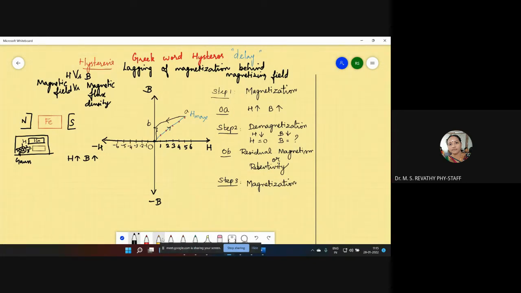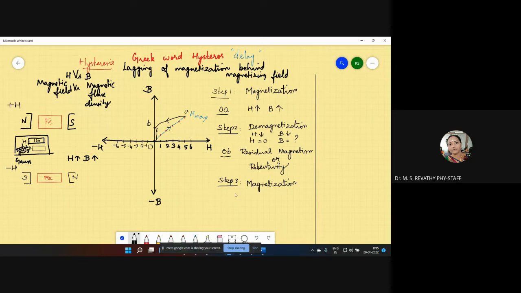So I'll take this same ferromagnetic specimen. Now this ferromagnetic specimen will be kept in a magnetic field in a reverse direction. South will be this side and north will be this side. Now I am applying minus H, that is negative. This is plus H, positive H.